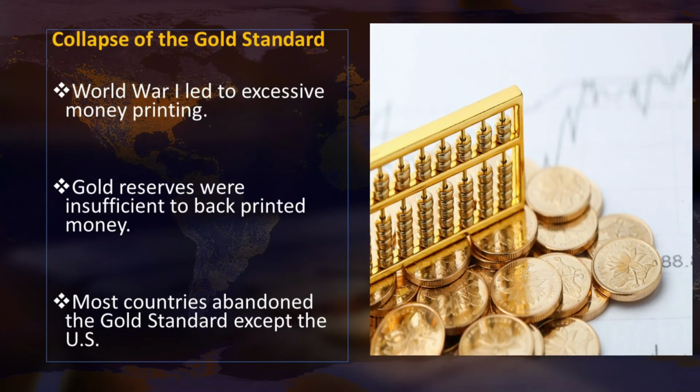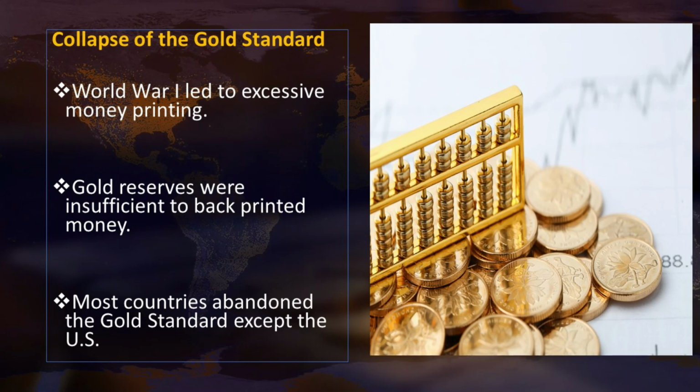If you see why the collapse of the gold standard occurred, it is because the World War led countries to print more money than their gold reserves. Since countries were printing more money to cover war expenditure, it resulted in excess money circulation, causing the system to collapse. Ultimately, only the United States continued with the gold standard for a period.